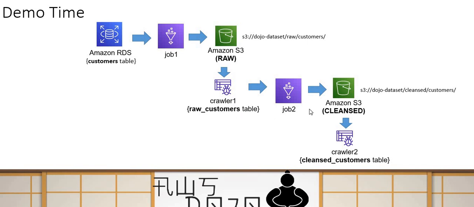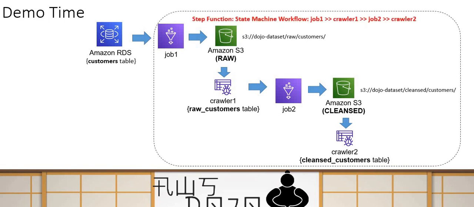move the data from raw to cleaned. And the only transformation I'm doing over here is converting my CSV file into a Parquet format. And then I crawl my data again. So this is the pipeline I'm going to build today. And this box I'm showing over here is the pipeline I will create as a part of my state machine workflow. So in my state machine workflow, first my job 1 will start.